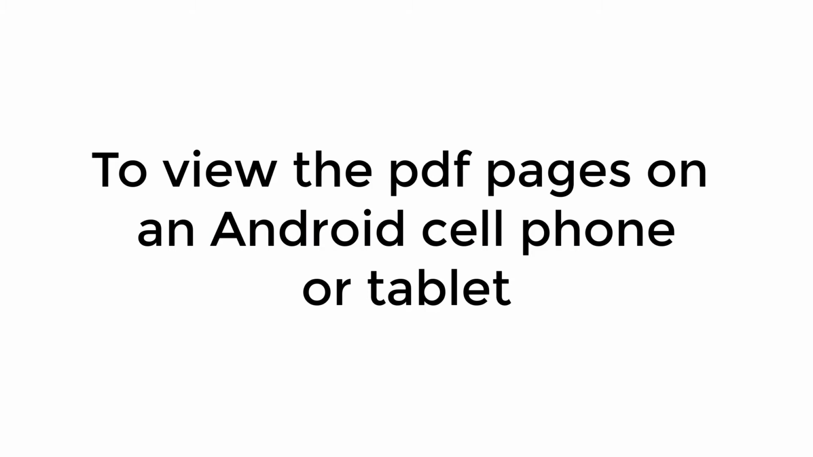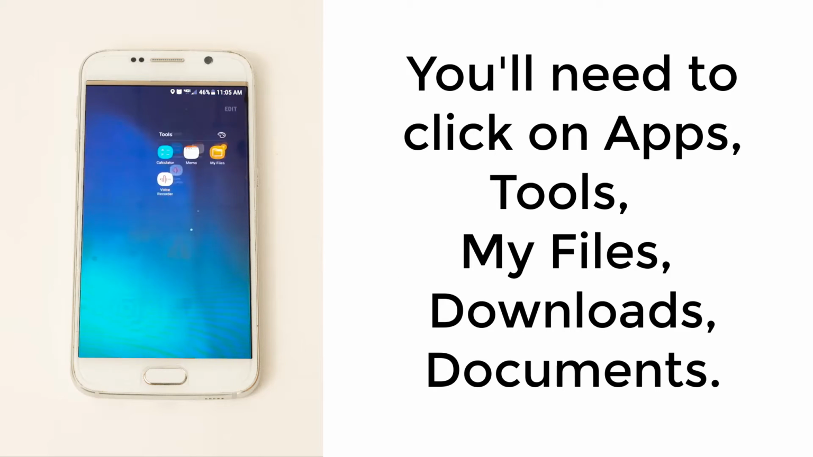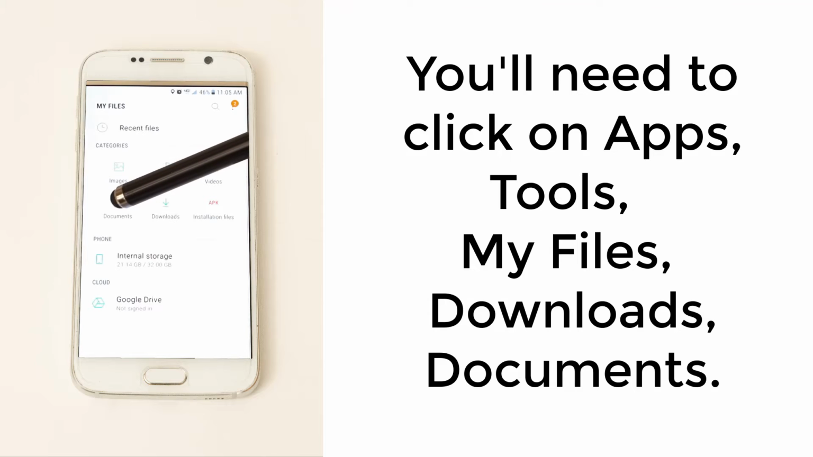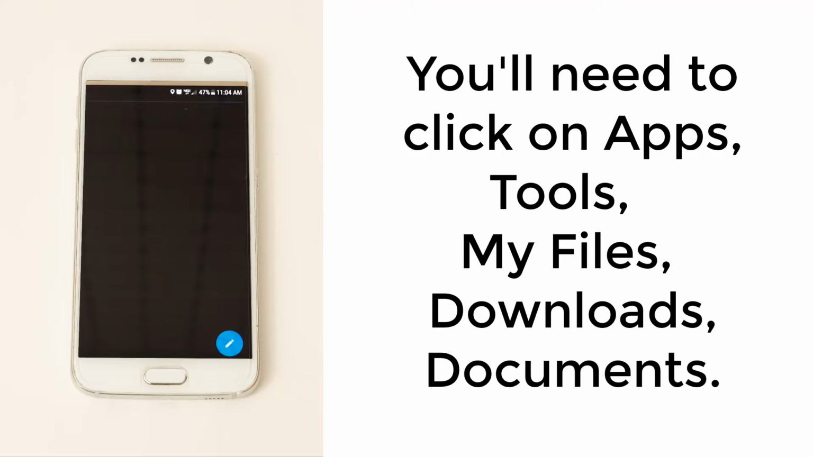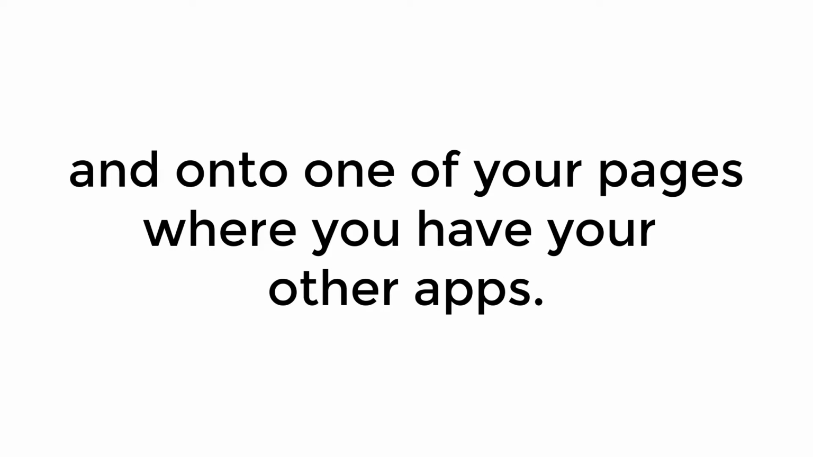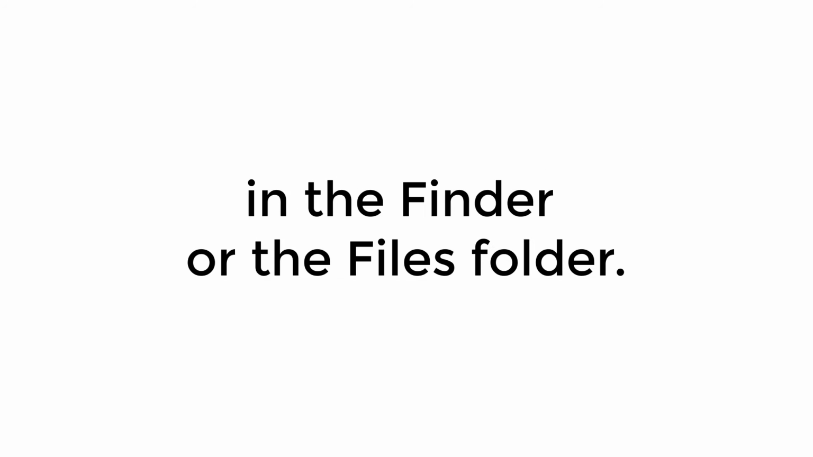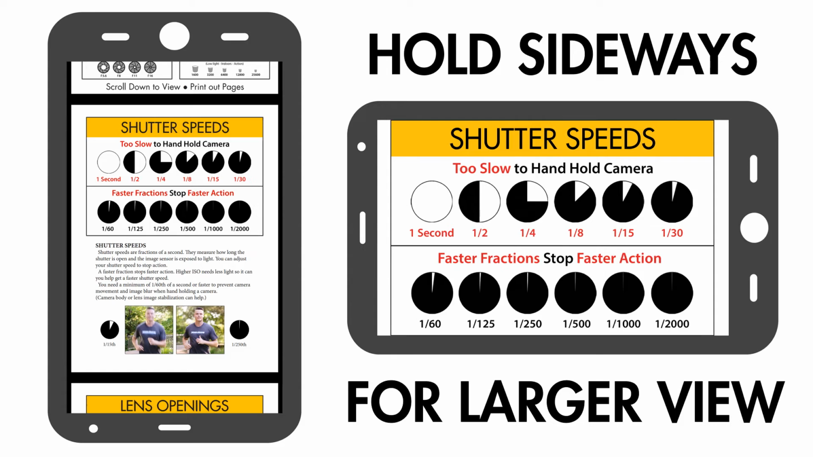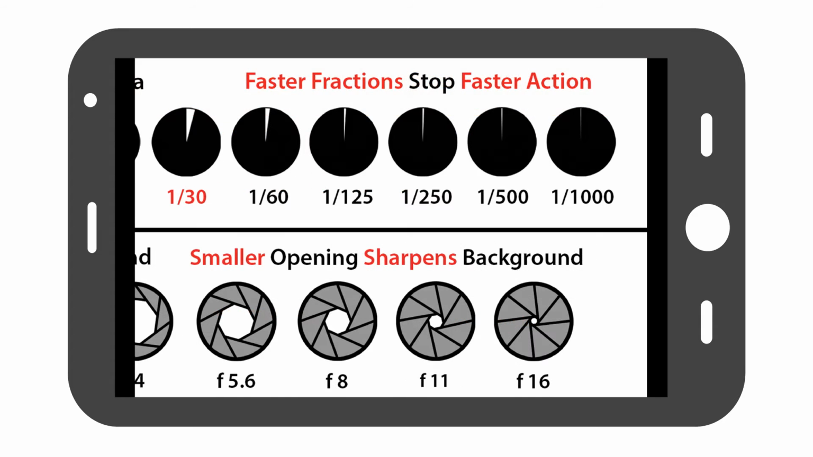To view the PDF pages on an Android cell phone or tablet, you'll need to click on Apps, Tools, My Files, Downloads, and click on Documents to find the PDF and click on it to open it. Once you find the PDF, you can move it out of the folder and onto one of your pages where you have your other apps. With iPhones, you can find the PDF by searching for PDFs in the Finder or the Files folder. Holding your cell phone or tablet sideways will give you a larger image, and if you want to make it even larger, you can spread your thumb and index finger on the screen to make it larger as well.